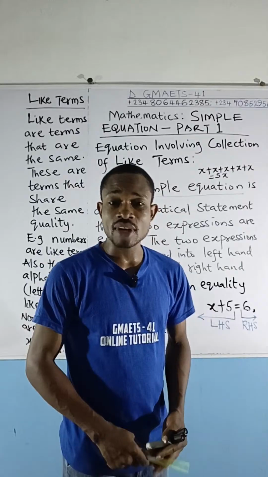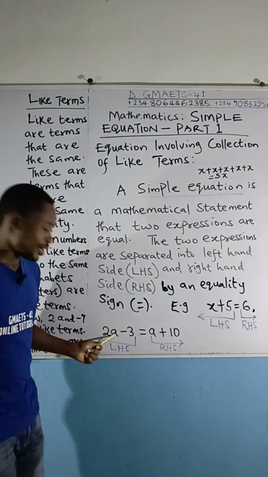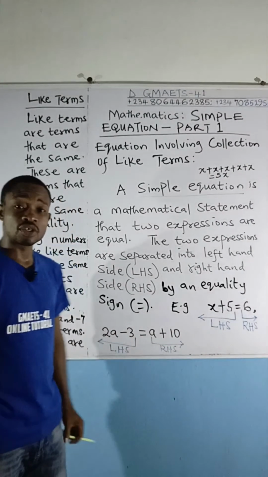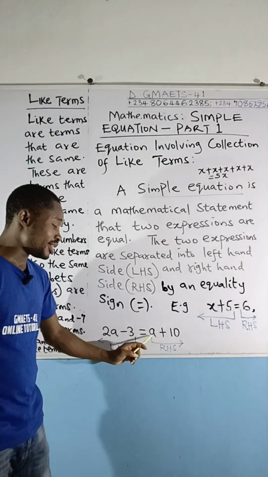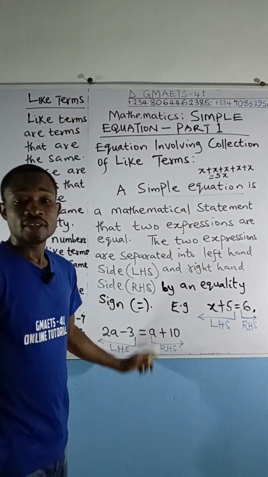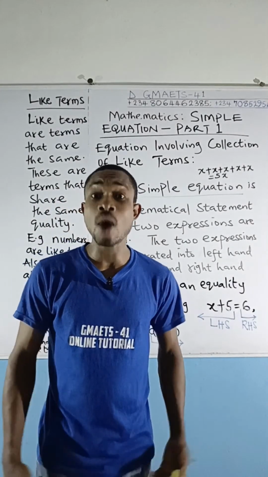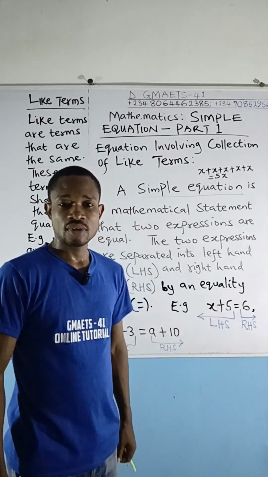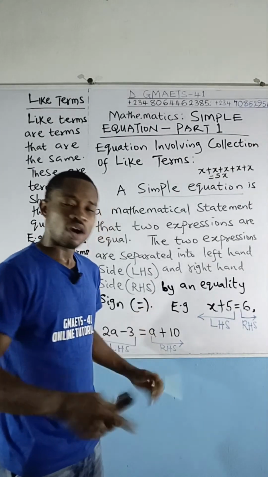For alphabets to be like terms, they must be the same. Now, look at this one. 2a on the left-hand side of the equation. Then go to the right-hand side of the equation. You have a. 2a and this a. This a means 1a. 2a, 1a. They are like terms. Why? Both of them are a's. The only thing is that this one is 2 of a and this one is 1 of a.